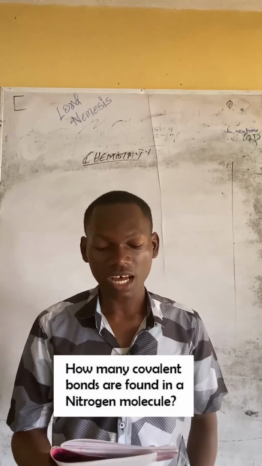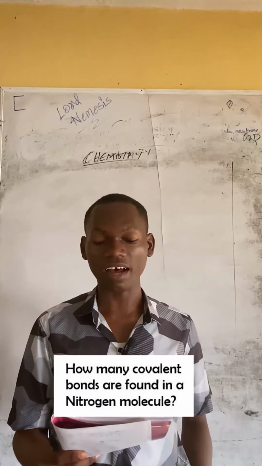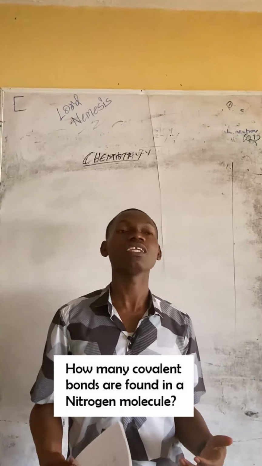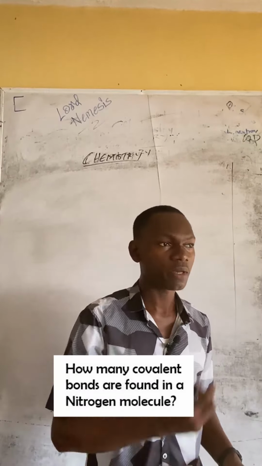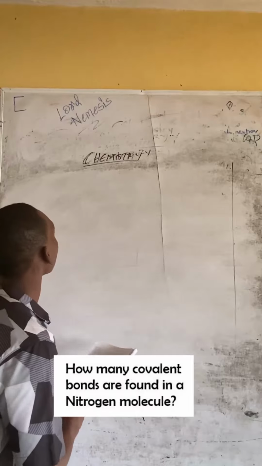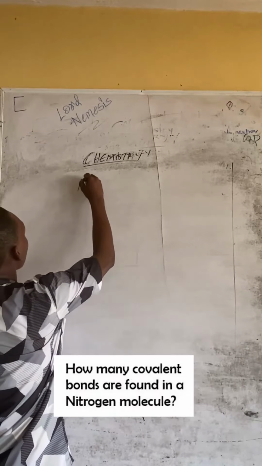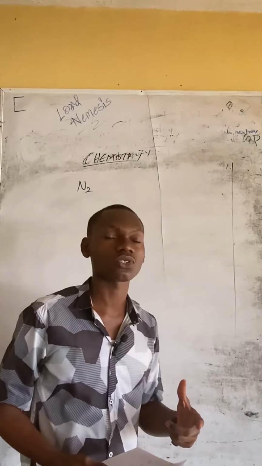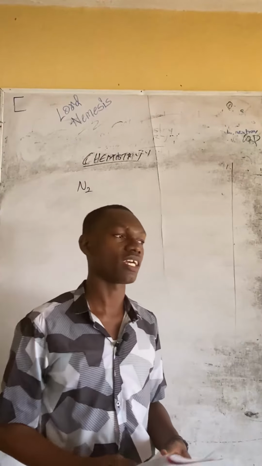The question says, how many covalent bonds are found in nitrogen, right? The compound nitrogen. How many covalent bonds are found in it? Now, before we start, let's quickly analyze that. The formula for nitrogen gas is N2, meaning we have 2 atoms of nitrogen present there.